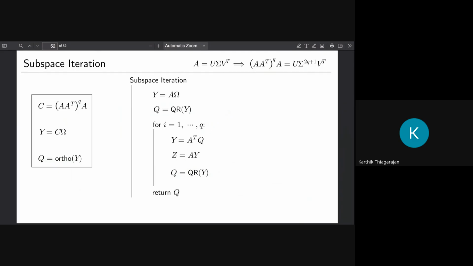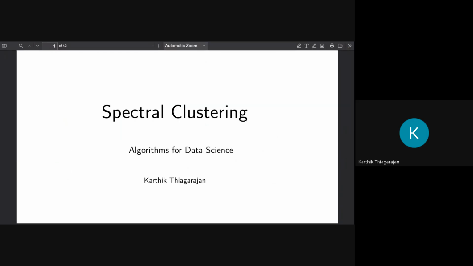Okay, so that is mainly what you need to know with respect to randomized SVD. So that's all I had for randomized SVD. Can we move to the spectral clustering part? Is that fine? Yes. Okay, so spectral clustering.